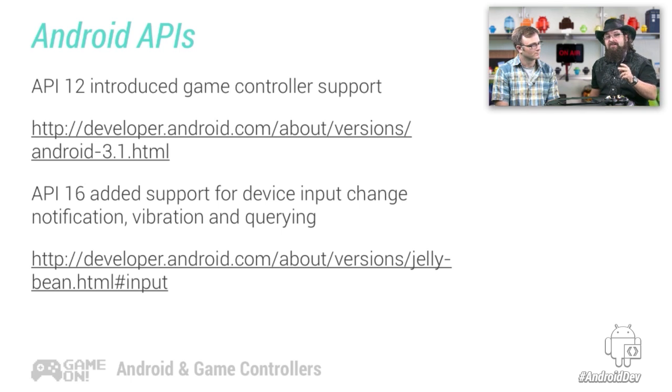So the two places you're going to want to look, API level 12, the link is on the screen, and API level 16, check those out. I noticed the slide here says something about querying. What's that? Querying is polling, polling of a sort to find out what devices are actually gamepads.